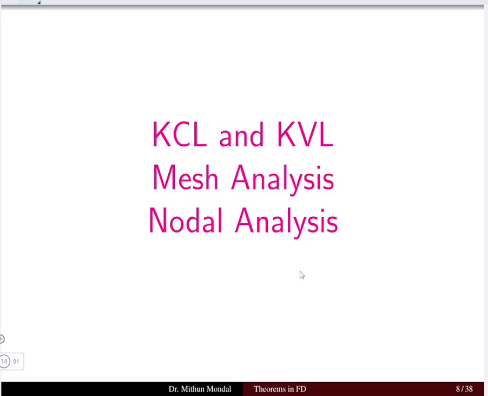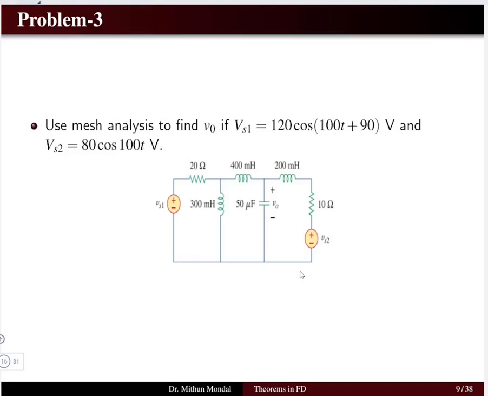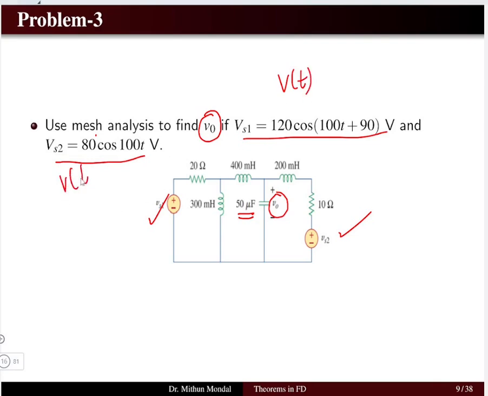Next we'll take the mesh and nodal analysis, which depends on KCL and KVL. The first problem in mesh analysis is that you have to determine the potential V naught. Potential V naught is across the 50 microfarad capacitor, when the source voltage Vs1 and the source voltage Vs2 are given. So we have Vs1 and Vs2, the two source voltages, which are basically functions of time t.